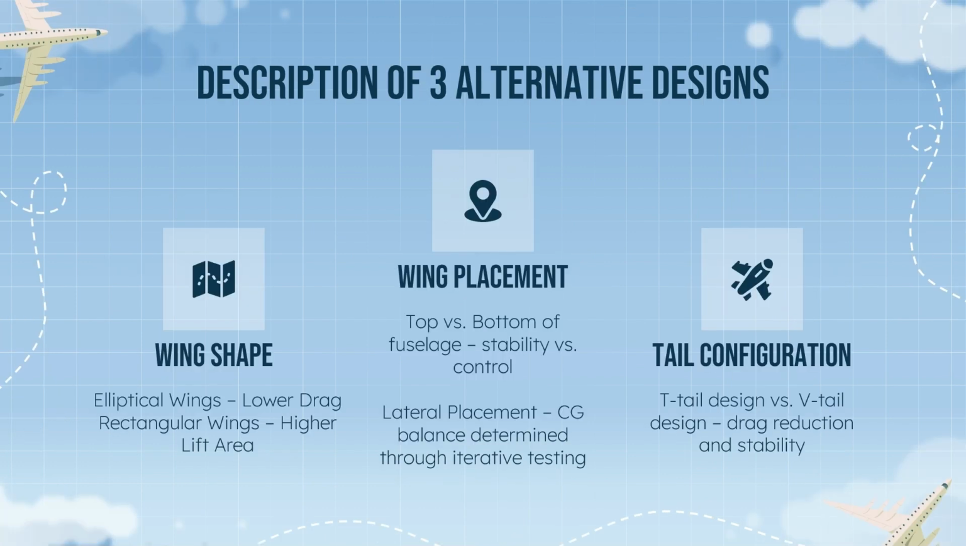Some alternative designs that we considered. Elliptical wings offer lower drag, while rectangular wings offer higher lift area, for wing shape. For wing placement, top versus bottom of the fuselage, stability versus control, respectively. Lateral placement of the wings offered different flight behavior, and this was determined through iterative mass testing. And the tail configuration, T-tail versus V-tail, offering drag reduction and stability, depending on ease of manufacturing.